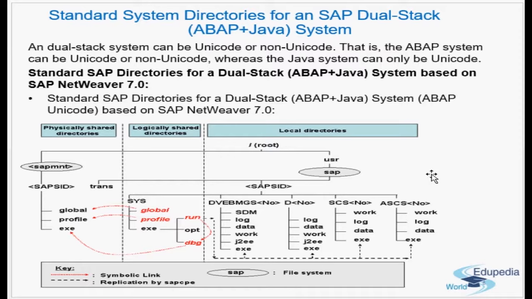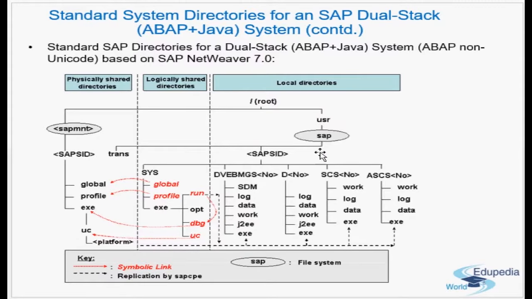So here this is Unicode, ABAP Unicode, Java Unicode. This is the structure. Now here ABAP is non-Unicode, but Java is by default Unicode. This is how the structures are, for 7.0 or lower. So under exe under sys you have an additional directory, Unicode. The rest is the same. If ABAP is non-Unicode, under exe we have an additional directory, Unicode. That's the only change. The rest remains the same.